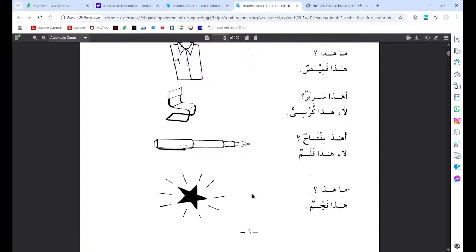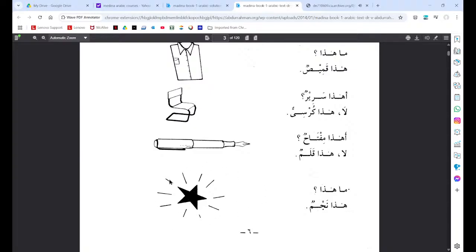So remember, when we have this interrogative questioning particle, Hamzatul Istifham, always either first affirm or negate. لا هذا قلم. هذا ما هذا هذا نجم.